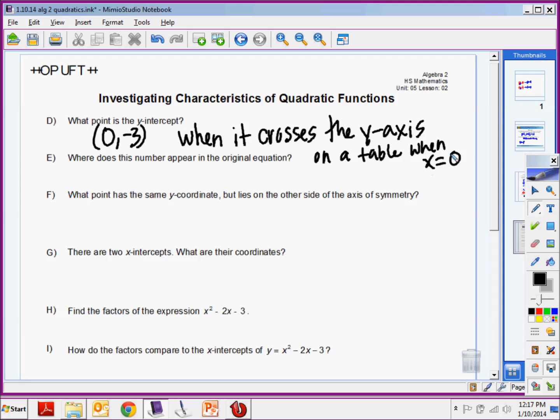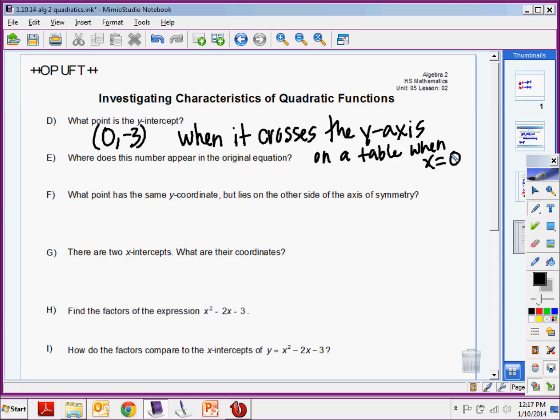Okay, so those are your two ways to identify your intercept: when the graph crosses the y-axis, and on a table, when x equals 0. All right, so keep that -3 in mind.